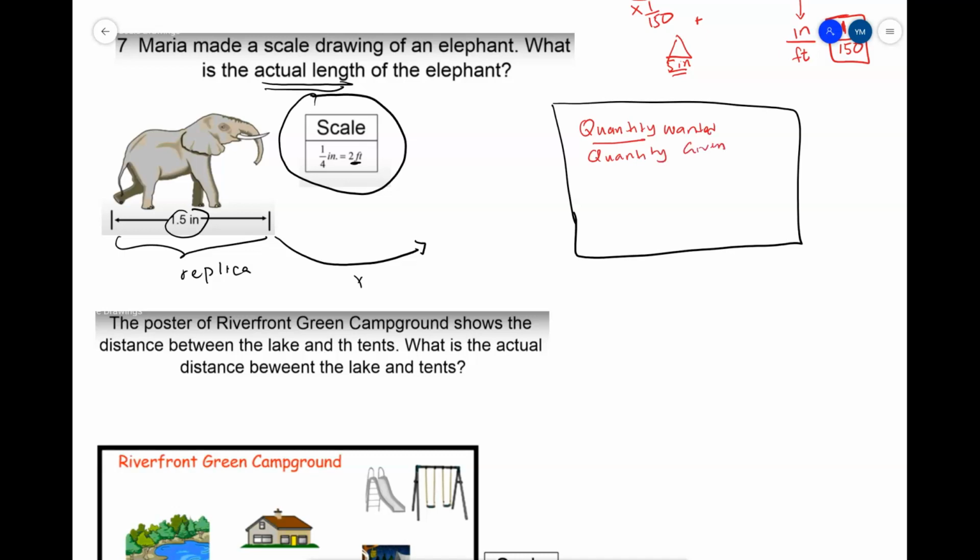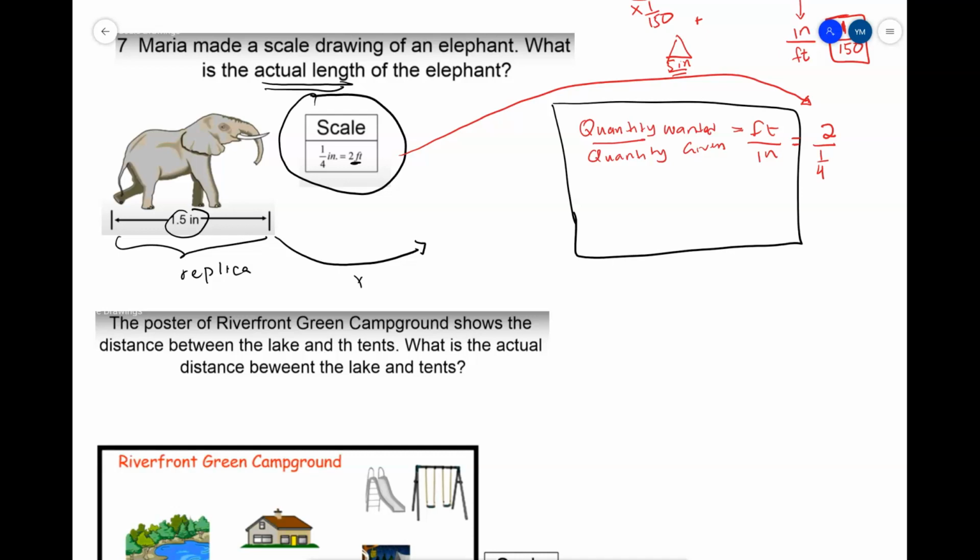So what's the quantity that we want? We want feet, right? We want to know how big that elephant is out of the amount of inches. So now let's go ahead and apply the ratio that they give us to find the unit rate. That means that we're going to take 2 feet out of, interesting, 1/4 of an inch.